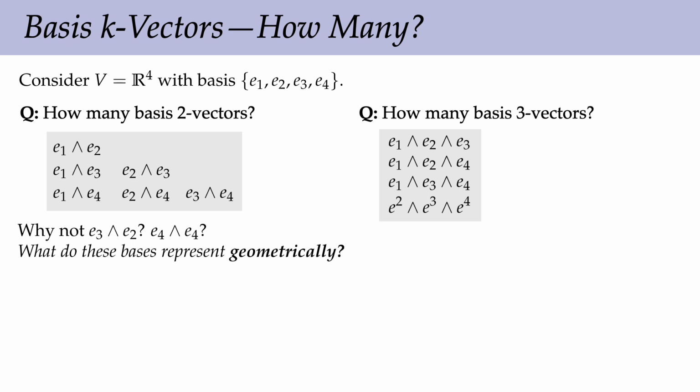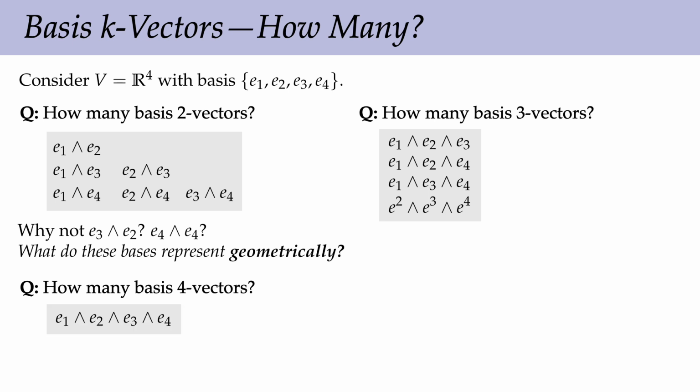Okay, finally, how many basis 4 vectors? How many distinct ways are there of wedging together 4 different vectors in R4? Well, there's just one. I can wedge together E1 wedge E2 wedge E3 wedge E4. If I change the order, I'm only changing the sign. And if I repeat any of those basis 1 vectors, then I'm going to get 0. Okay, just one more, hopefully easy question. How many basis 1 vectors do I have? How many ways are there of wedging together just one thing? Well, I have 4 things, so the answer must be 4.